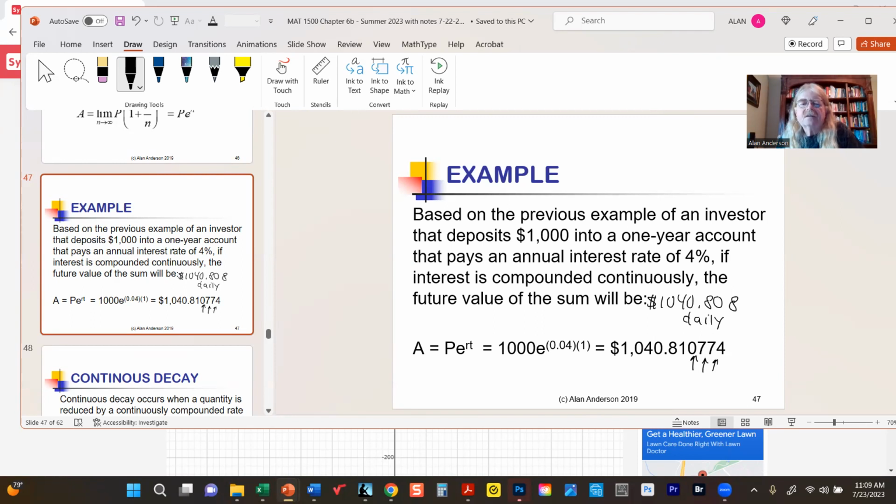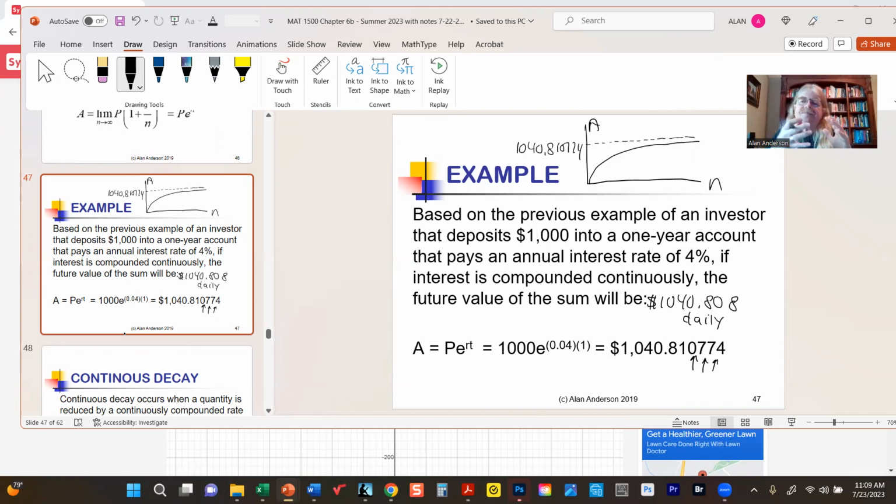This is the limiting case. And in fact, if you were to plot out all the different compounding frequencies, let's say this is your future value A, and this is the compounding frequency. This result that we just got would be the asymptote of this function, 1040.810774. That's the asymptote that it's converging to, but never quite reaching. So this is a classic real-world example of exponential growth.